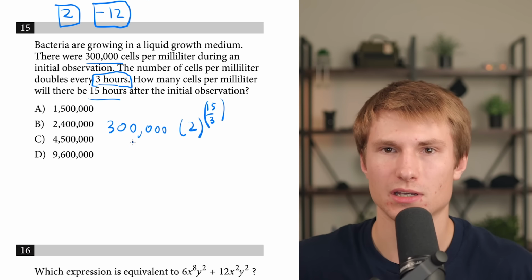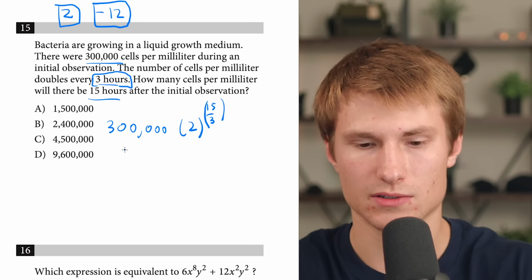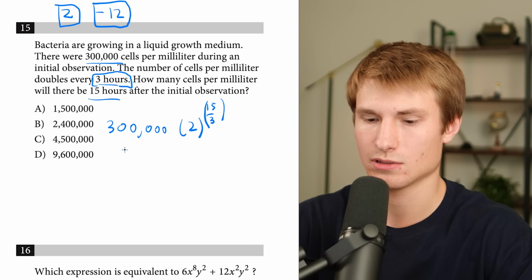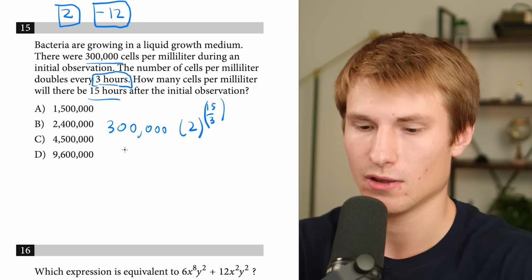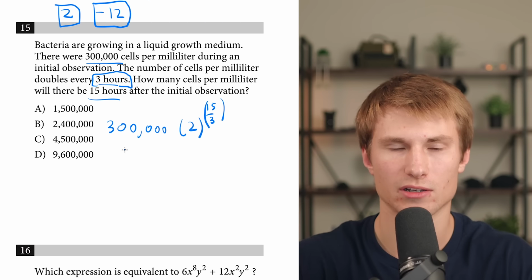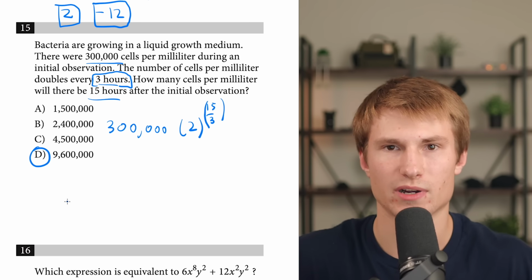From here, we can go ahead and put this in our calculator. So we've got 300,000 times 2 raised to the power of 15 over 3. 15 over 3 is the same as 5. And that'll give us our answer of 9.6 million. So our answer there would be D.